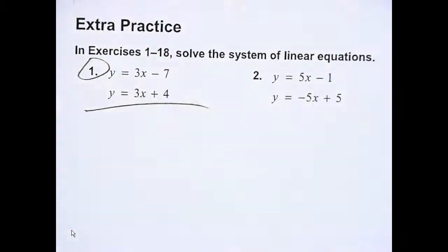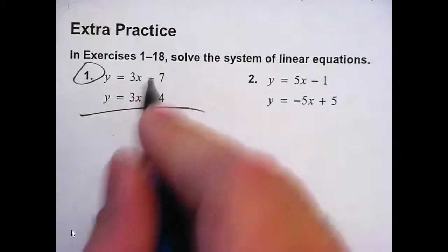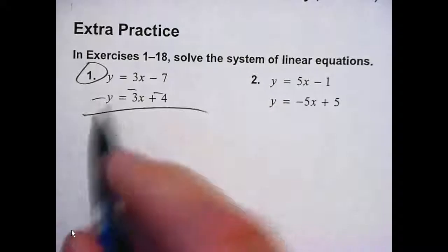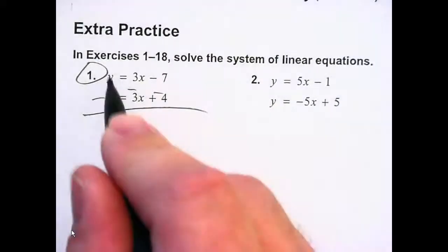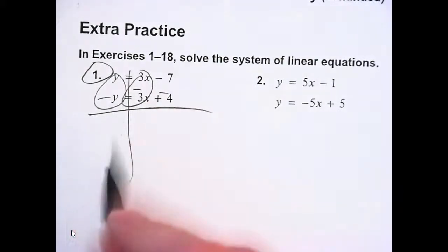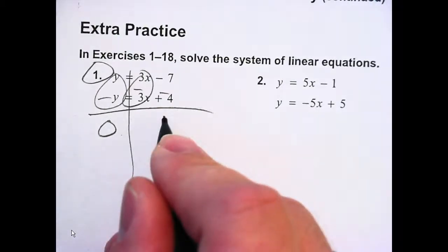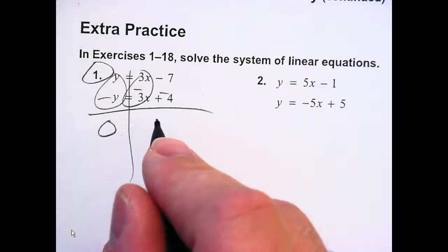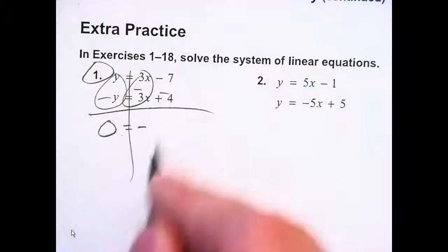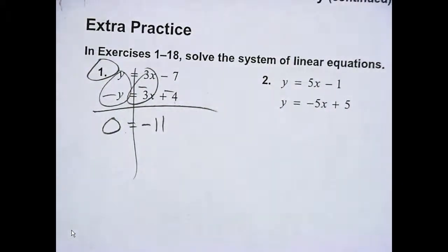Number 1, if I use substitution, well, I could use substitution here. I could also use elimination. I could just make all the bottoms negative by multiplying by -1. Notice this disappears and that disappears. I'm left with what on this side of the equation? Nothing. And over here? What's -7 and -4? -11. Okay? Not -3. -11. Does 0 equal -11? No.